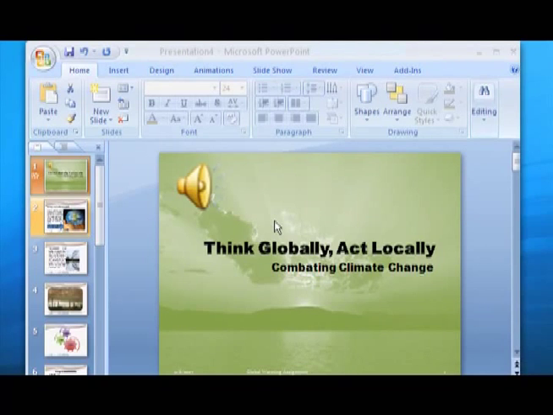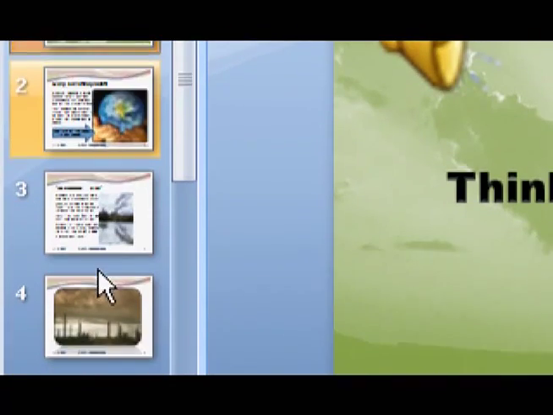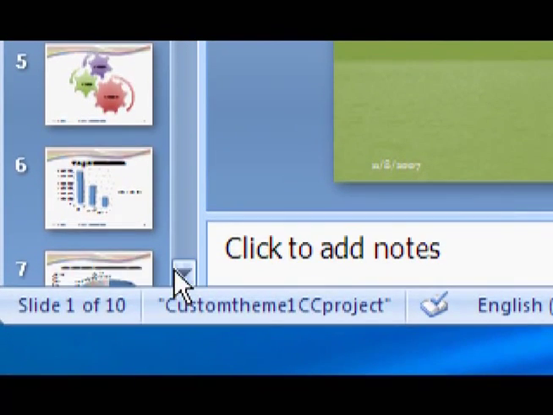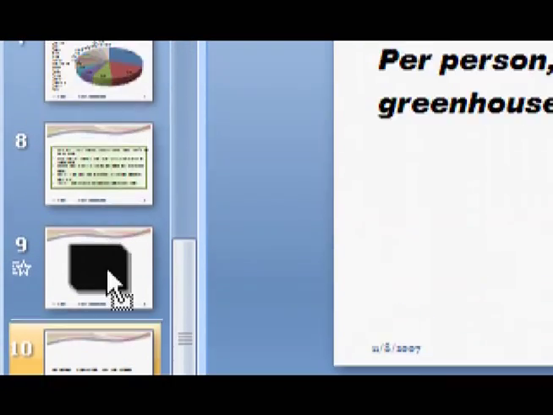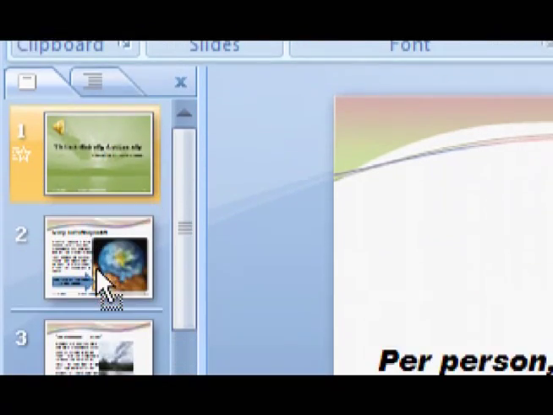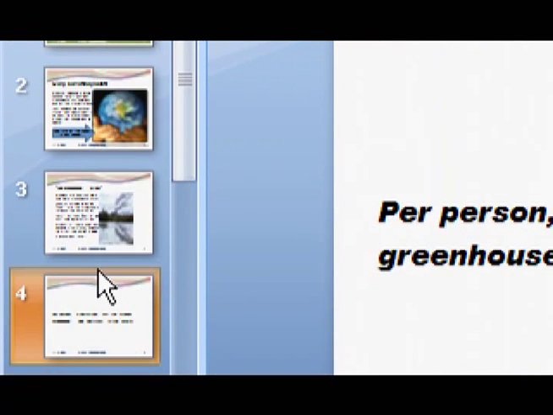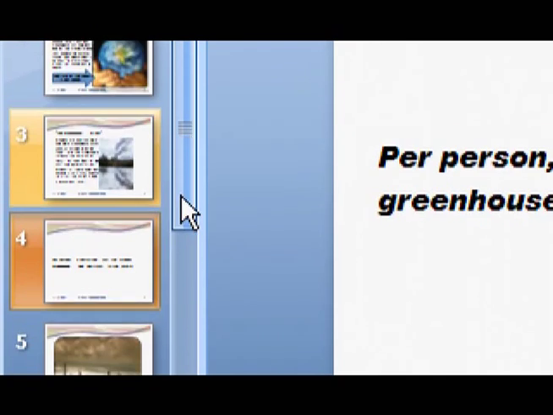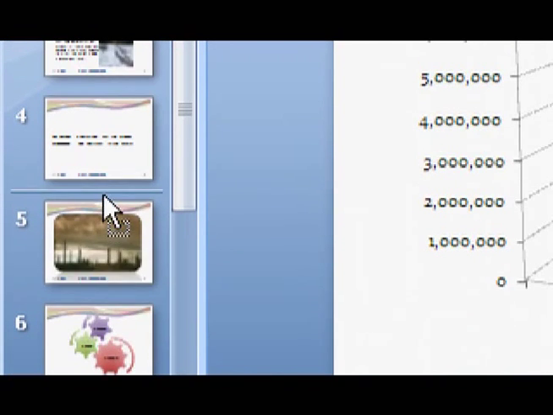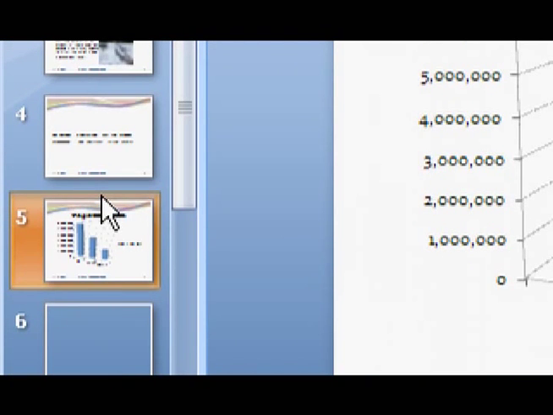The Slides panel on the left of screen shows your slides in order from top to bottom. You can change the order that slides will be displayed by dragging and dropping them in the Slides panel. The white line shows where the slide will drop when you release the mouse button.